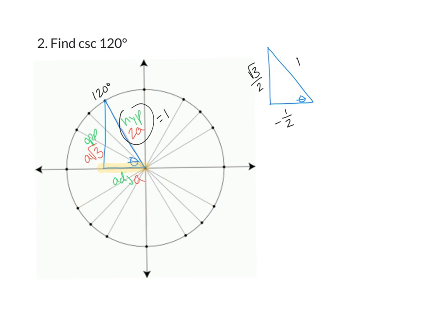So what we're going to do now to solve, let's get our general thing written down. We have cosecant of theta. Remember, it is the reciprocal of sine.